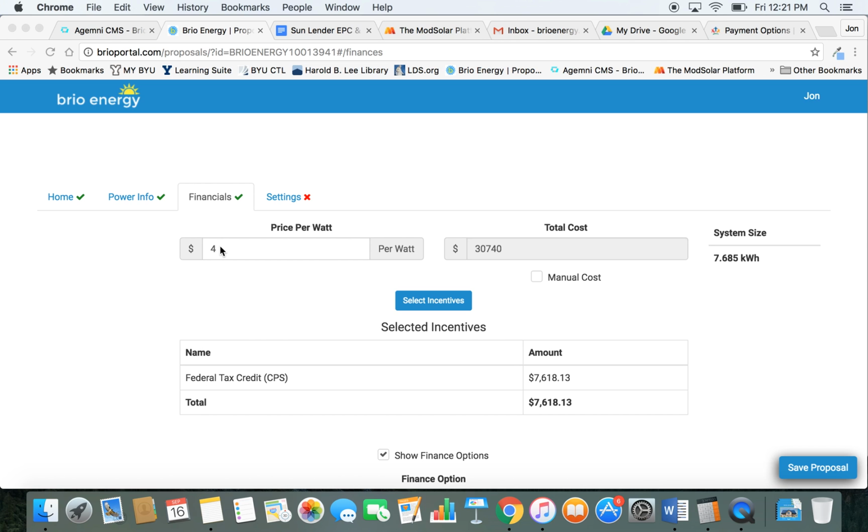So that creates us a problem because in San Antonio we can't raise the EPC or the price per watt past $4. It always has to remain at $4. This number right here has to be 4. But what we can do is add an adder to the total cost, clicking this manual cost button in order to equal it out.